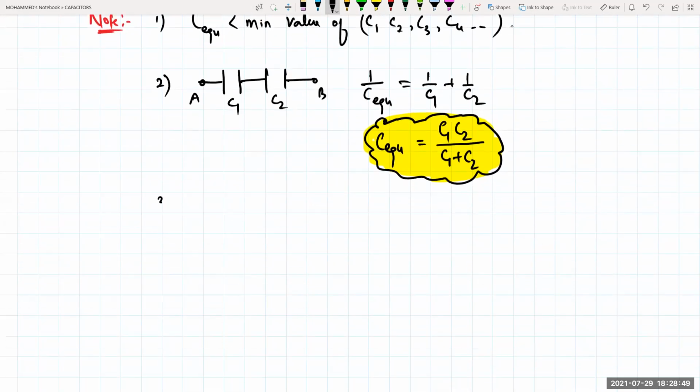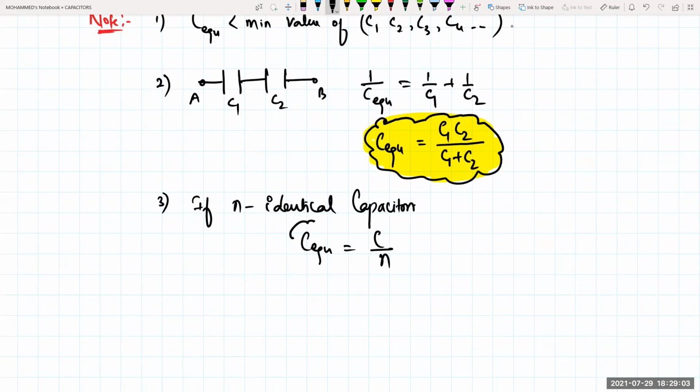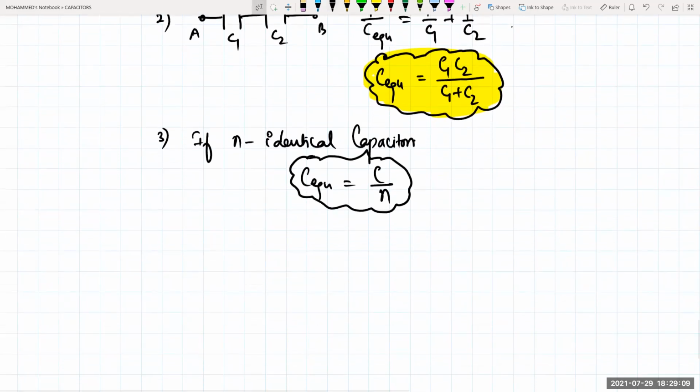In the same way, if I have n identical capacitors, then C equivalent will become C by n. If it is 10, then C by 10; if 5, then C by 5, like that. So in series, if the values of capacitance increase or decrease, the equivalent capacitance also increases or decreases. Is that clear?